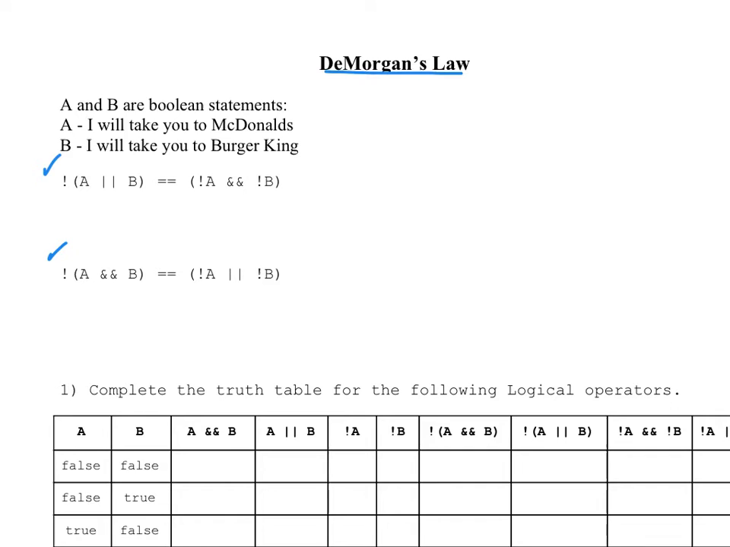Now, if you take this with McDonald's and Burger King here, sometimes maybe logically it would make more sense to you. So I am not going to take you to McDonald's or Burger King. Logically that says to you, okay, I am not going to take you to McDonald's or Burger King. That means that I am not going to take you to McDonald's and I am not going to take you to Burger King. I'm not taking you to either of them.